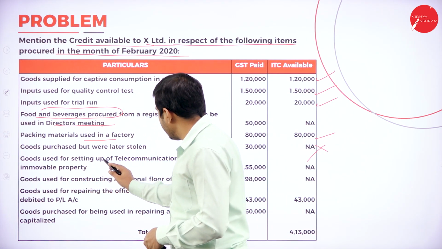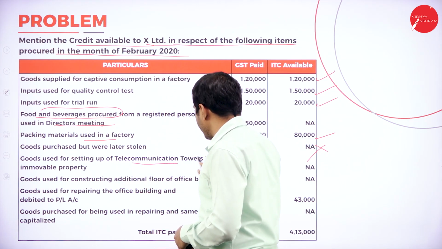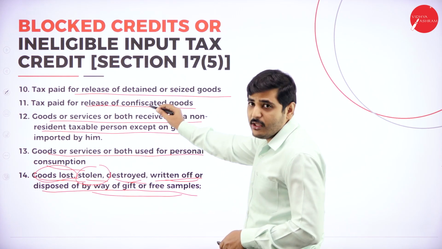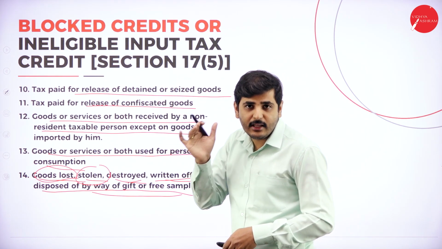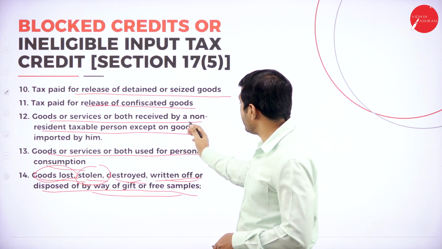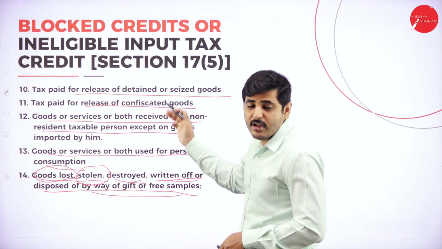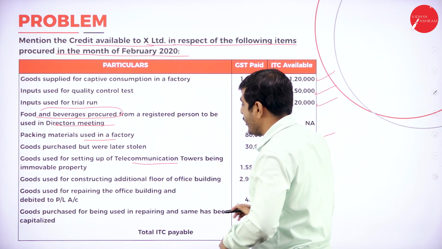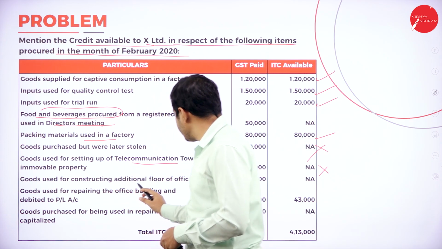goods used for setting up a telecommunication tower being immovable property. See, any immovable property. Keep this in mind: apart from plant and machinery, if any goods or service or inputs are used for construction of immovable property, ITC is not available. Next point, goods used for construction of an additional floor.